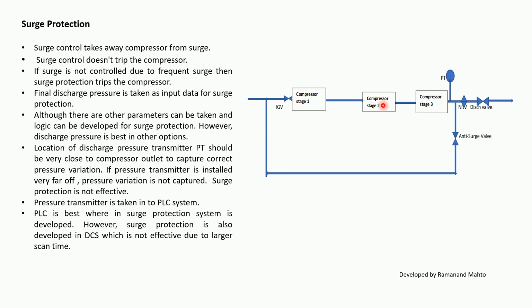So you can see it is a multi-stage compressor, and surge protection is also applicable to even a single stage compressor, and it is an air compressor or process compressor, and one anti-surge valve is installed. It is venting to atmosphere in case of an air compressor, and it is recirculating back to suction in case of a process compressor. Then at the final discharge, one pressure transmitter is installed very close to the final stage for measuring the pressure, and then on the discharge side one NRV is installed, and then the discharge valve, and it is connected to the discharge header.